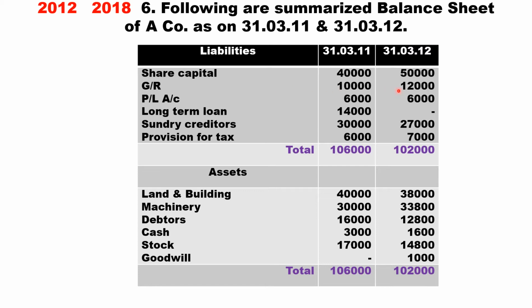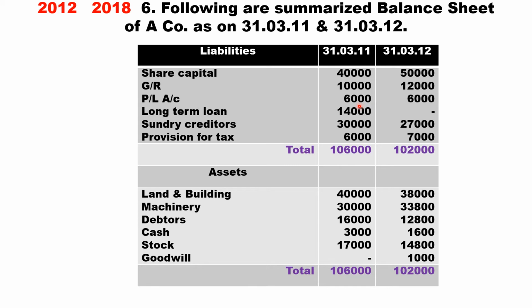Share capital. There is an increase in share capital to the extent of 10,000. It is called issue of share, so it will come in finance activity. However, there is an adjustment related to this issue of share. When we come to the adjustments, we will look into it. But for the time being, the share capital has increased by 10,000, finance activity. There is a transfer to GR of 2,000, which will come in operating activity.